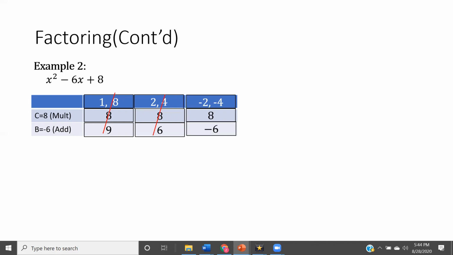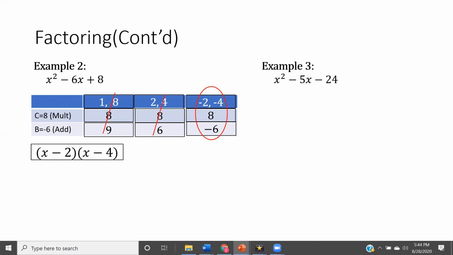So that's a good trick to watch for: if the middle term is negative and the last term is positive, generally you're going to have to multiply 2 negative numbers, or pick 2 negative numbers. And so to write out the factored form, very similar to the last slide, it's going to be (x - 2) times (x - 4).